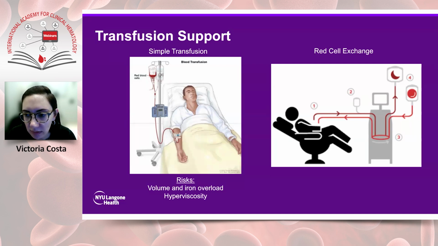Red cell exchange is hooking them up to a machine, removing their blood, separating it into its components, removing the red blood cells, and replacing with normal donor red blood cells. And so this can avoid some of the risks that simple transfusion poses. Both come with the normal transfusion risks, including transfusion-transmitted infections, transfusion reactions, and exposure to red blood cell antigens and subsequent alloimmunization.